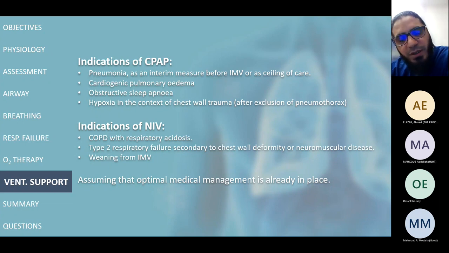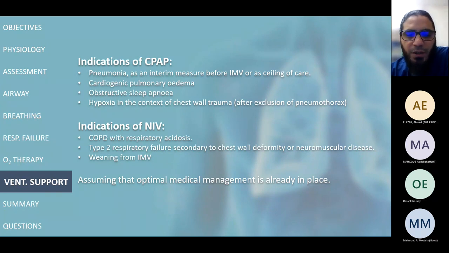In pulmonary edema as well, the alveoli is filled with fluid. It just needs a bit of pressure to push this fluid back into the intravascular space and keep the alveoli open. And in obstructive sleep apnea, this is a protective indication. It just keeps the airway open when the patient is asleep. In chest wall trauma as well, this can help, like if you have a flail segment, but you have to exclude pneumothorax before using it.